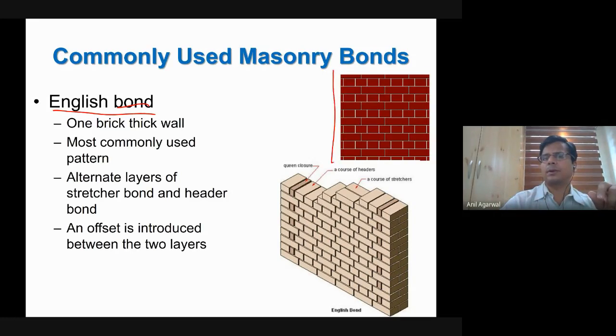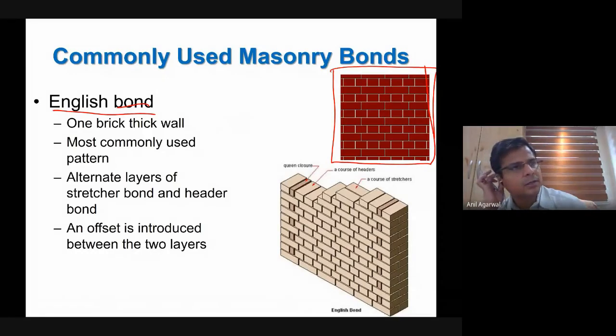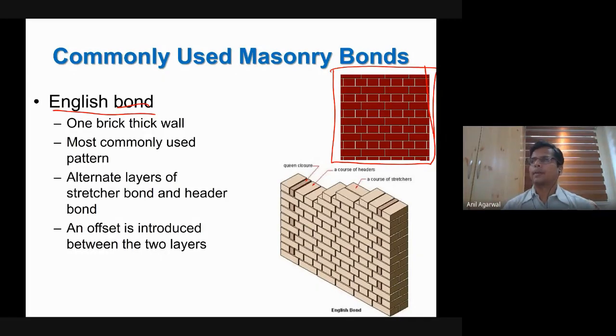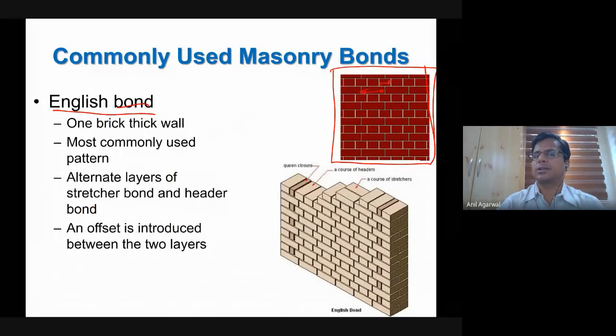If you look at this wall pattern from the front, this is a very common type of wall pattern that you will see everywhere, especially with the clay brick. So what do you have? If you notice carefully, you have one layer where the length of the brick is in the longitudinal direction. In the other layer, the width of the brick is in the longitudinal direction, and alternatively they are placed.